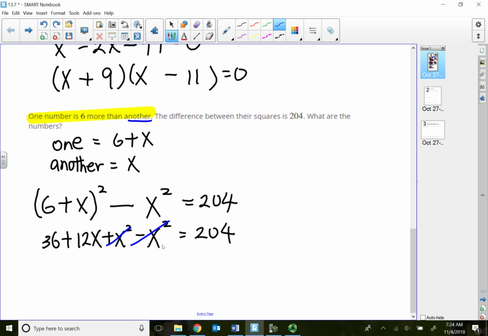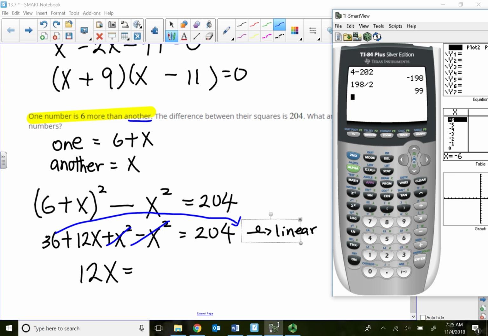So here's the thing though, when I combine like term, this is actually no longer a quadratic equation. This has actually become linear equation because the highest exponent now becomes 1. So this is now a linear equation. So I'm going to have my positive 12x stay on the left side. So I'm going to move my positive 36 to the other side, become subtraction. So that's 204 minus 36, which is 168. Divide both sides by 12. My answer, x equal to 14.